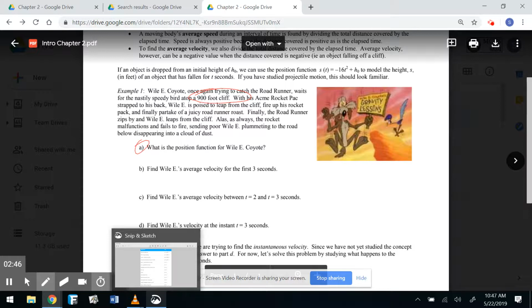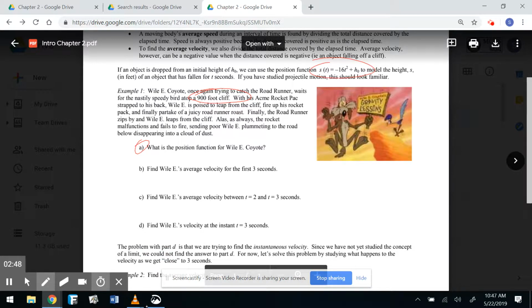Well, believe it or not, we could use our little position function here to find out where he is, which would be s of t equals negative 16t squared, some gravity involved there, plus his initial height. Well, his initial height was 900 feet. What if I wanted to find out what Wile E.'s average velocity was throughout the first 3 seconds?